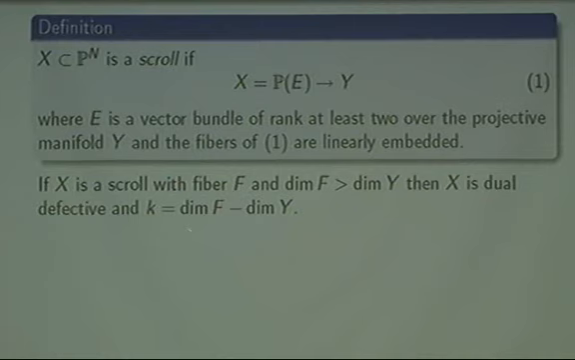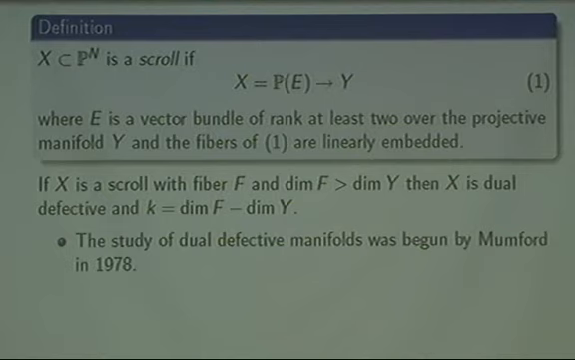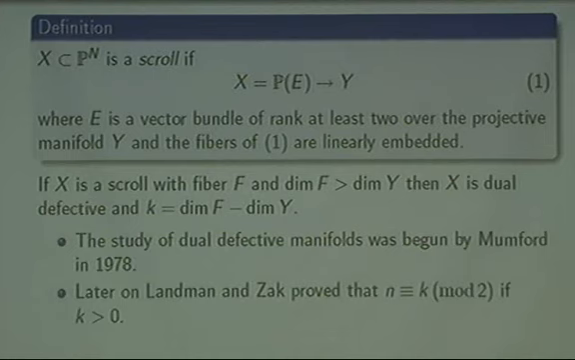Now, the study of dual defective manifolds was begun by Mumford, and maybe for young people I should say that they should refer to a wonderful book, the Ramanujam Memorial volume, and to the contribution by Mumford to the subject. It is in this paper that Mumford shows that the Grassmannian of lines in a projective space of even dimension is dual defective.